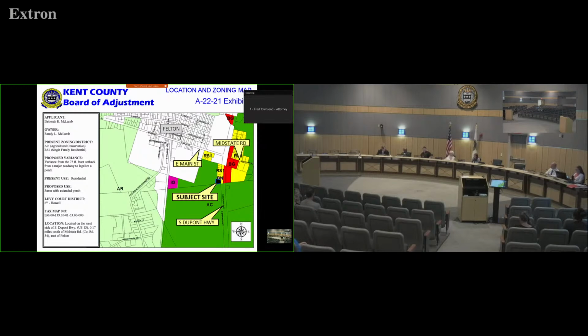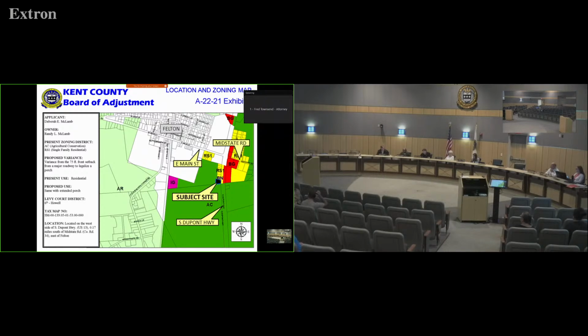I'll make a motion for A-22-21. I vote to approve based off public testimony that we heard tonight. I believe that property is truly unique, being so close to a major roadway. Everyone's property is constantly being eaten up by the major roadways.